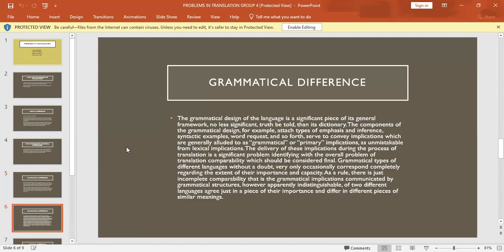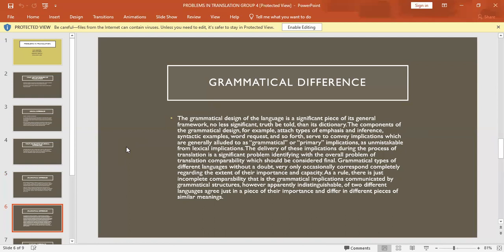Next, grammatical difference. The grammatical design of a language is a significant piece of its general framework, no less significant, truth be told, than its dictionary. The components of the grammatical design, for example, affix, type of emphasis, and inference, syntactic patterns, word order, and so forth serve to convey meanings which are generally referred to as grammatical or primary meanings, as distinguished from lexical meanings.